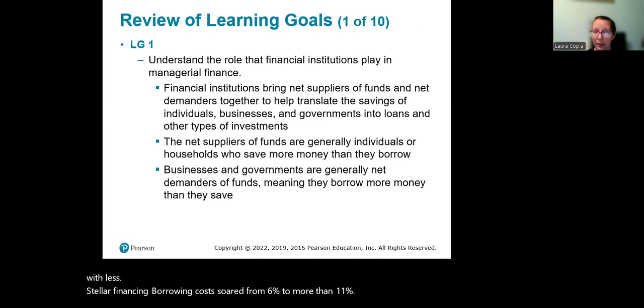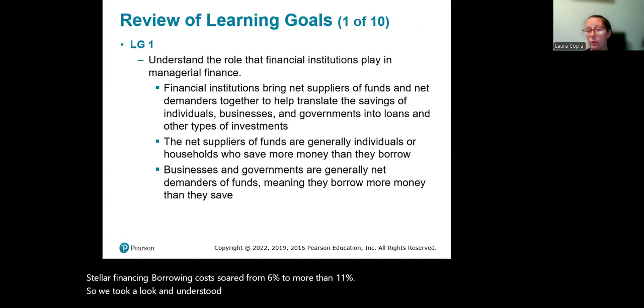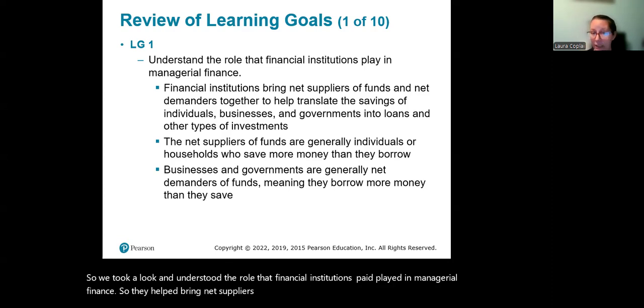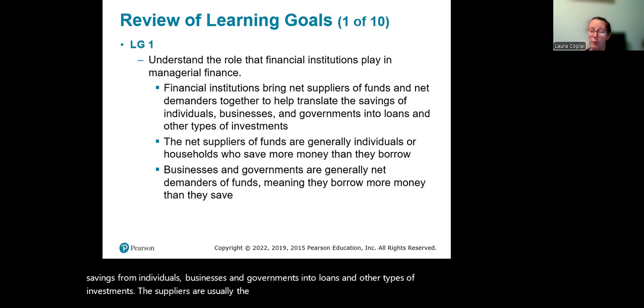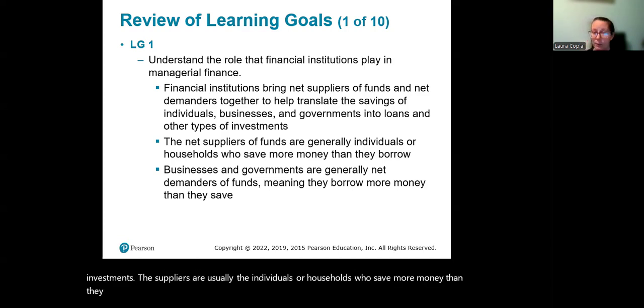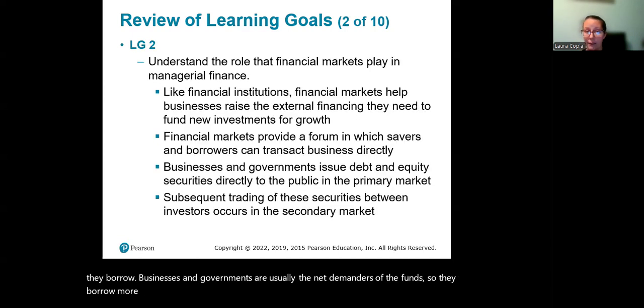So we took a look and understood the role that financial institutions played in managerial finance. They help bring net suppliers of funds and demanders together to help translate savings from individuals, businesses, and governments into loans and other types of investments. The suppliers are usually the individuals or households who save more money than they borrow. Businesses and governments are usually the net demanders of the funds, so they borrow more money than what they save.